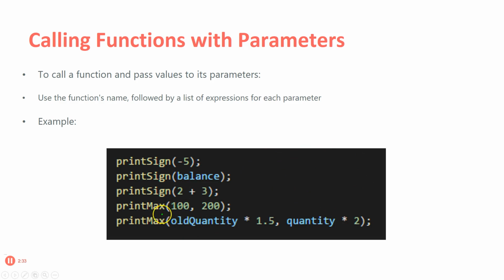I can call with multiple parameters. Then how do I do it? Well, with just a comma. So I'm saying print max, first value, comma, second parameter. Then print max with expressions. So this will calculate the quantity multiplied by 1.5. We'll get the result and pass it as first parameter. Then comma space, quantity multiplied by 2, which again will take the result and pass it as second parameter.